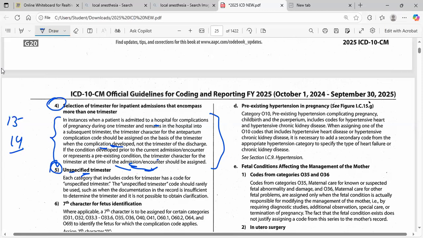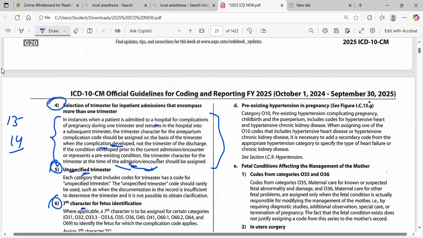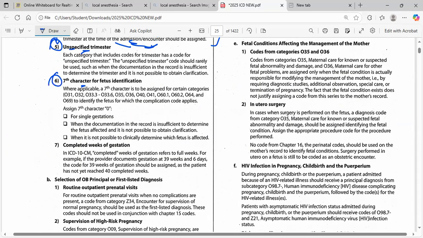Okay. Next, we have the seventh character for the fetus identification. As you already know, we have a separate seventh character for each chapter, and in the same way, we have a different seventh character for this chapter also. In this chapter, our seventh character will represent the fetus affected. Now I'm going to pull up the seventh character.